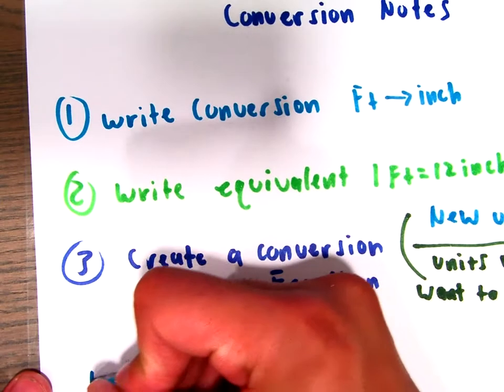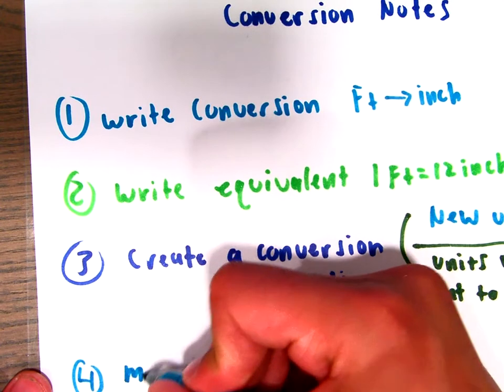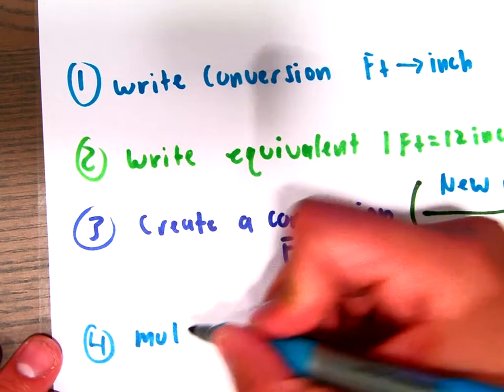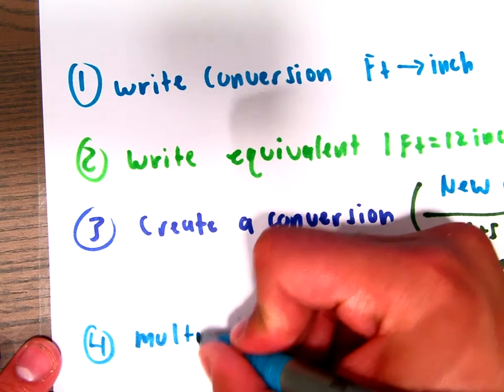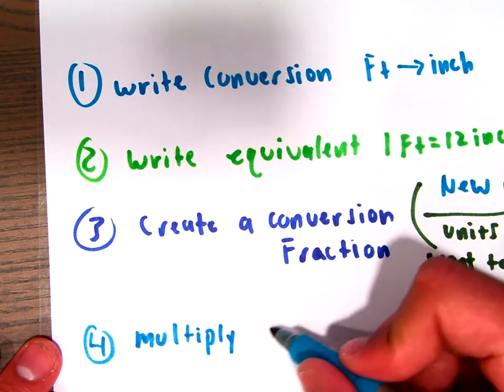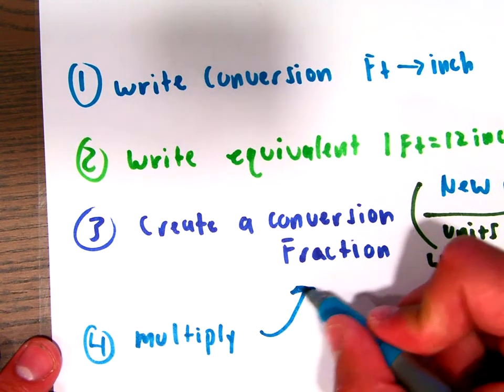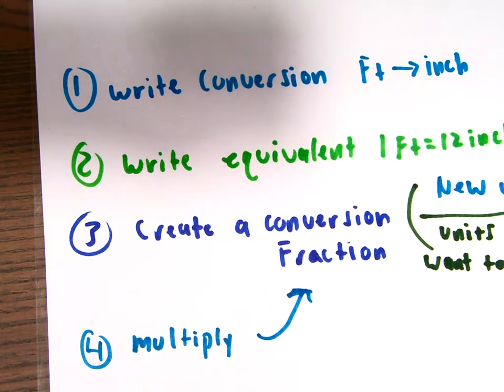Step 4 is the easiest. You just multiply. You multiply whatever number was given to you times your conversion fraction. So let's work through these and see them in action, because I know right now it might not make sense.